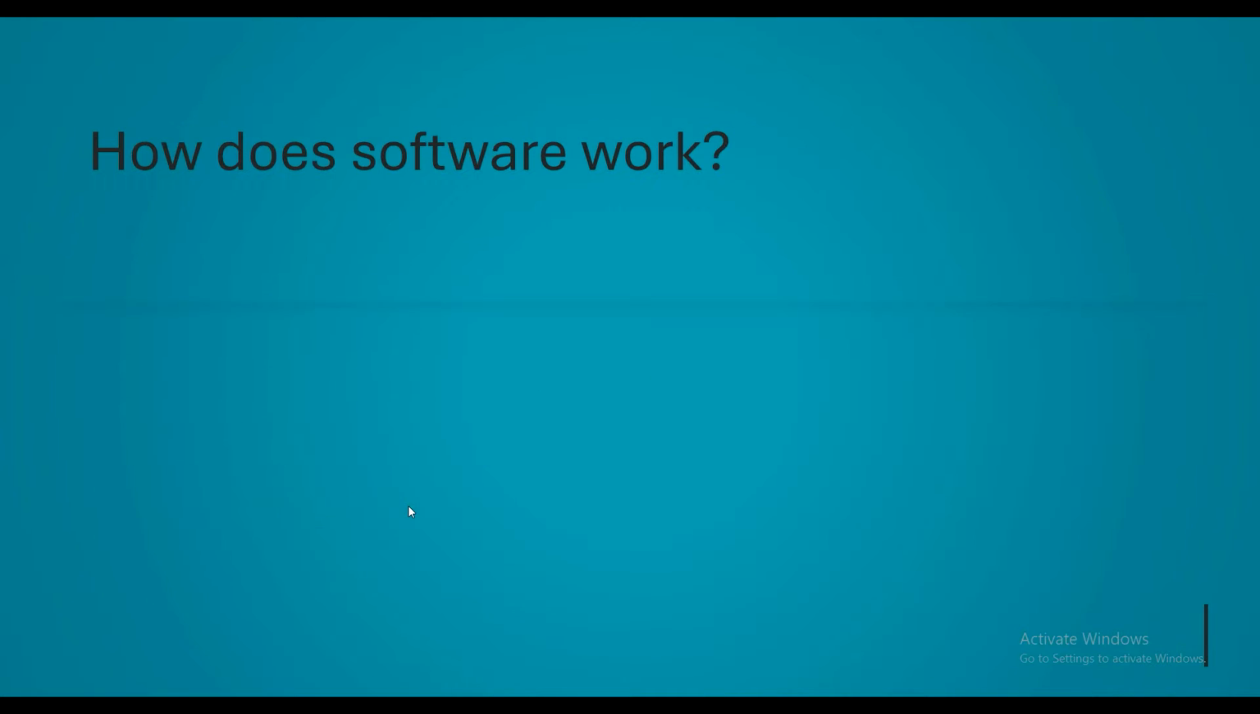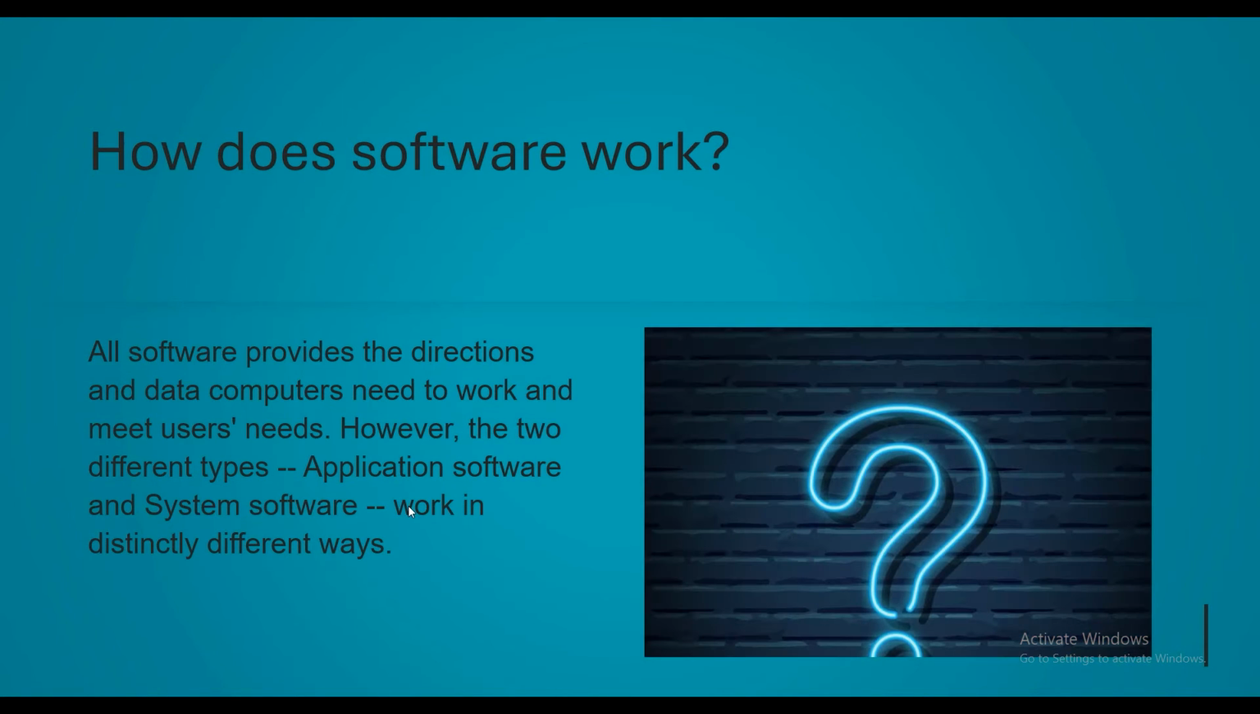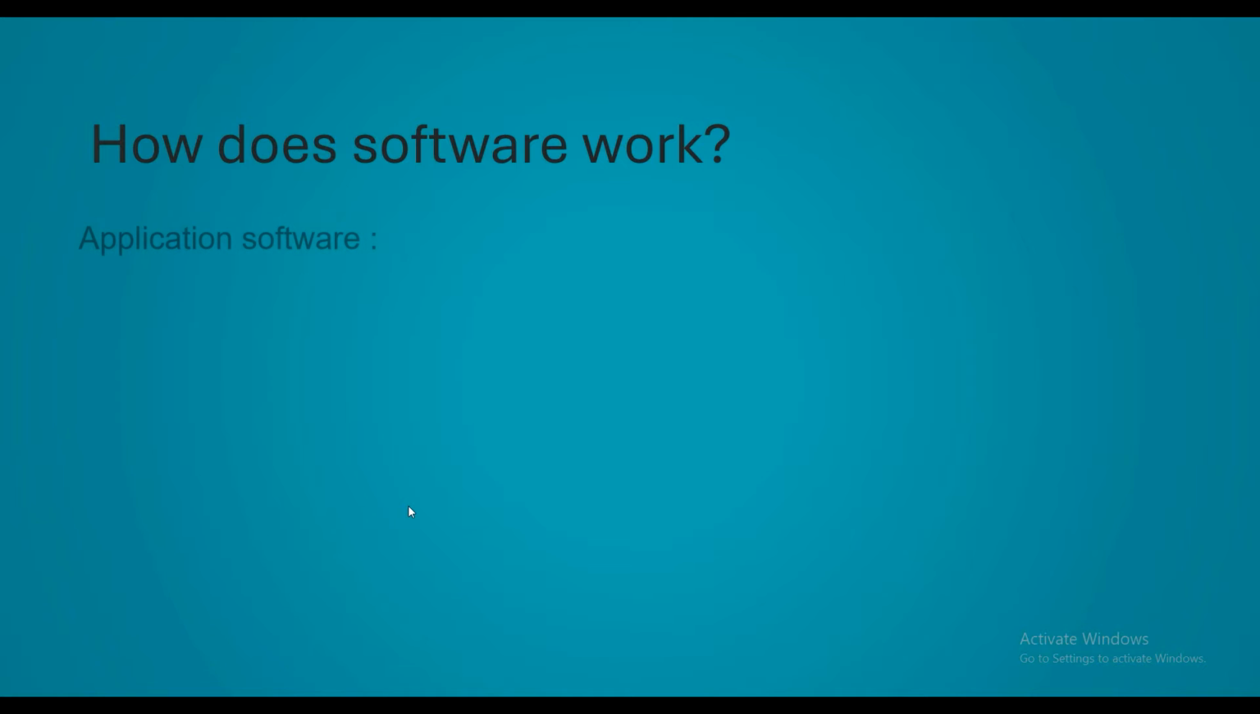So how does software work? All software provides the directions and data that computers need to work and meet users' needs. However, the two different types, application software and system software, work in distinctly different ways. So we will start with application software.